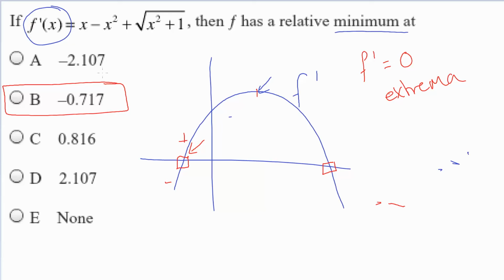Now let's talk about the other points, just for the sake of it. This 0 here would be a maximum because it changes from positive to negative. And then when the derivative has a slope of 0, that's where we could have had a point of inflection. In this case, we would have a point of inflection because the derivative changes from increasing to decreasing around that point. So just a good review of everything we can find from a derivative.